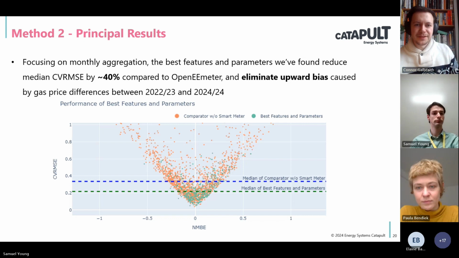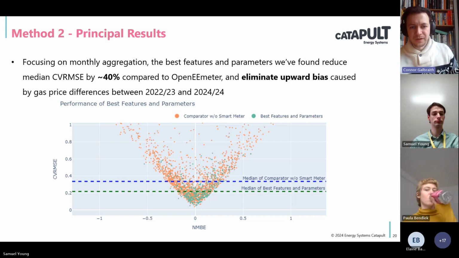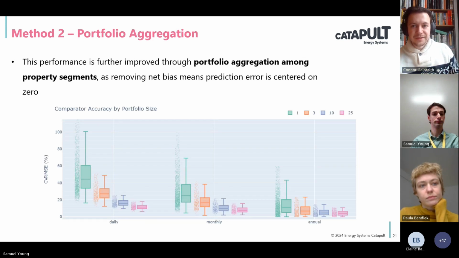And using this, we were able to get an almost 80 to 90% improvement, or in this case, a 30 percentage point increase in accuracy. You can see the median CVRMSE using the best features and parameters is shifted down quite a way. And as well, it maintains that ability to strip away the systematic bias that we saw from the price increase as well.